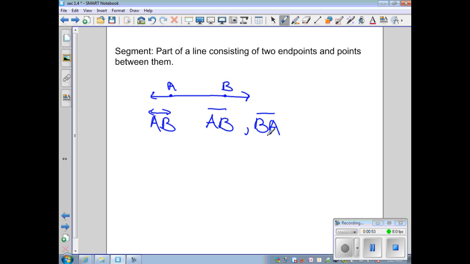These two symbols and this drawing represent all points of A and B and all points between A and B. Points outside of A and B represent points that are part of line AB, but not segment AB.